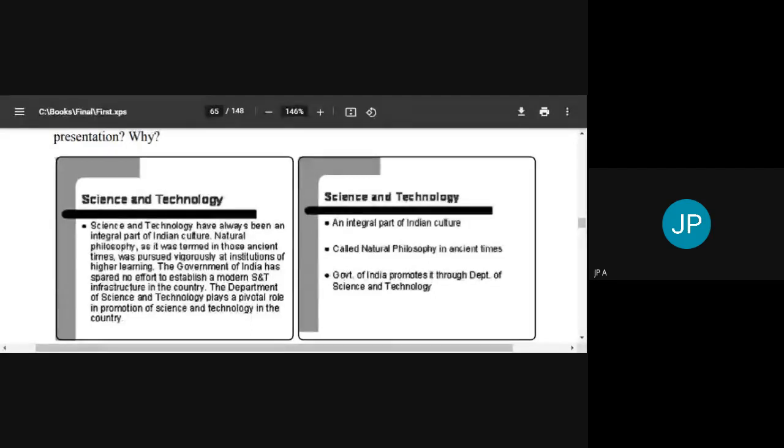Second, yes, Aishwarya, that is right. Sharmili, Fatima Shirin. Okay, so the second one is more effective. Why is the second one more effective? Because the first one looks like a textbook and not a slide.